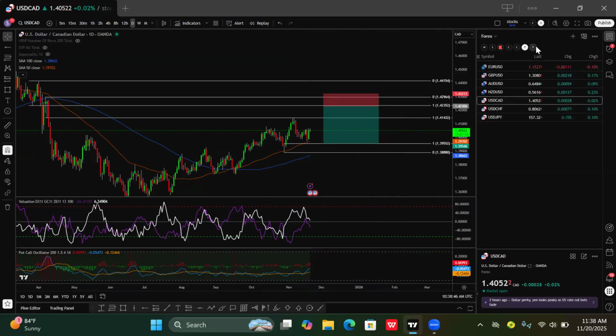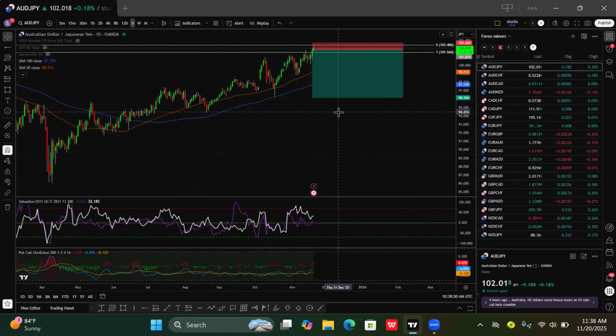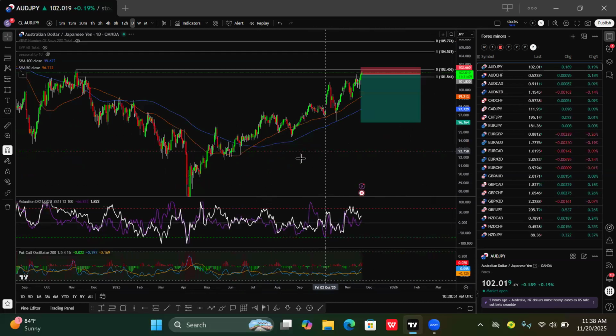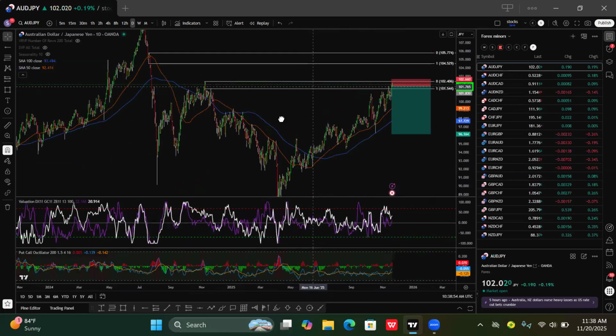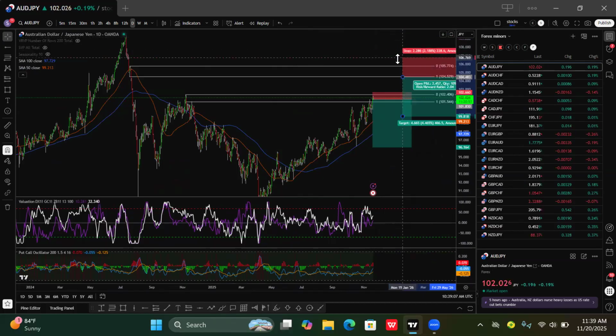So now let's go to other pairs. I like the Aussie yen because the Aussie is also flipping dovish. But I think if this one breaks, then the next level to look for sells or shorts should be this one above, and this further increases our profit margin. This one looks very much better.